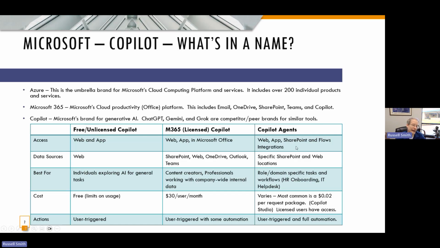And here it's user triggered again, it's interactive with some automation. What we're going to be looking at today is Copilot agents. There are ones that you can create right away, and there are ones with a little more sophistication, which they call Copilot Studio, and we'll be running into that at the end of the meeting today. Copilot agents can be interacted with in an app, but they're usually interacted with through the web.